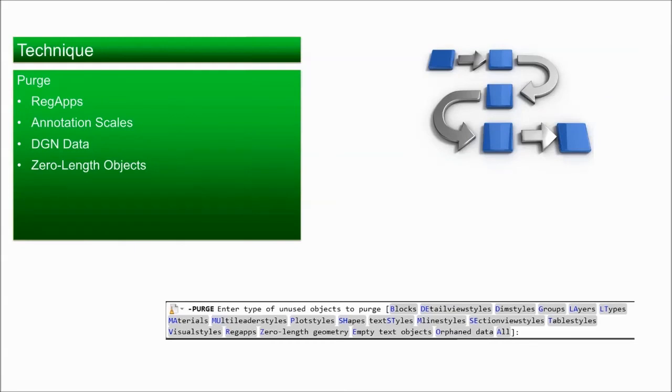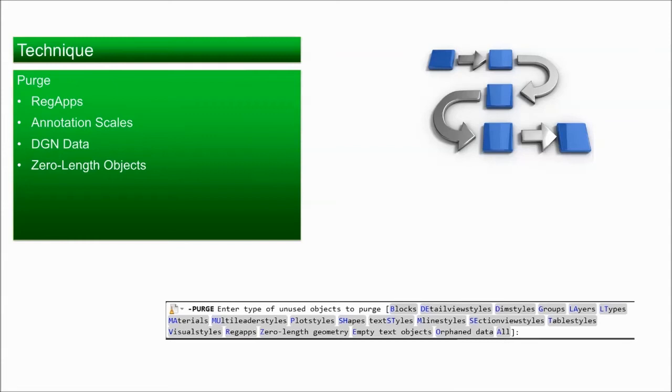All right, technique. This will be sort of the bulk and where you get the most bang for your buck in terms of Civil 3D performance. So purge is not a Civil 3D command, it's a typical AutoCAD command. But two of these things are fairly common in causing slowdowns in your machines.